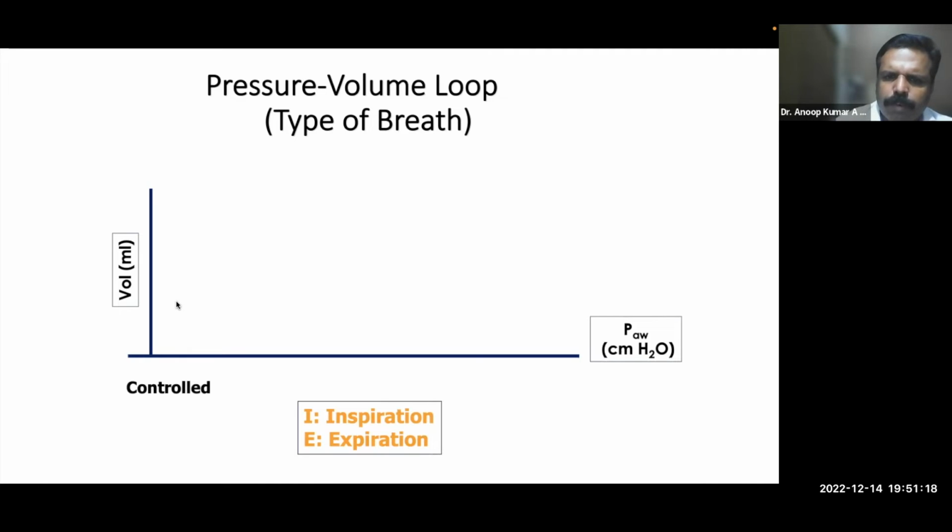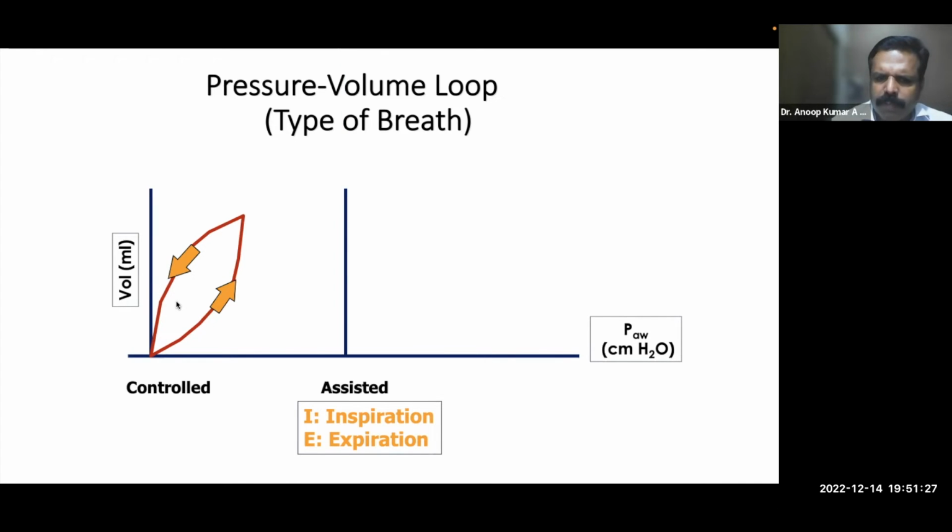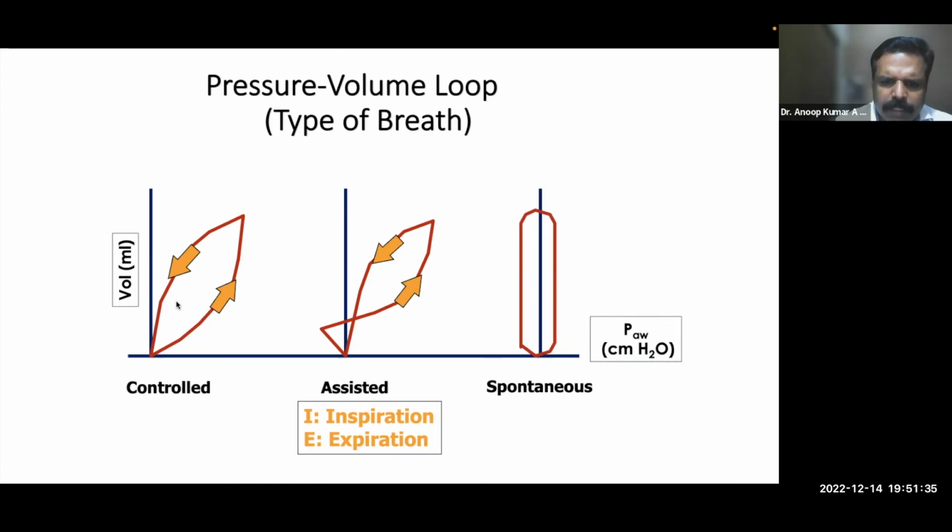The pressure volume loop, or the commonly called the PV loop. So here in the PV loop also, as you can see, you have different types of breath. The first one is a controlled breath. Then we have an assisted breath. How will you make out? Here there is a patient trigger, and there is a spontaneous breath.